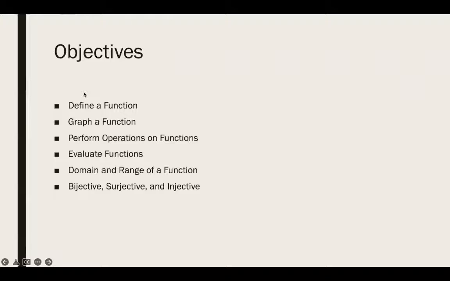So, our objectives are the following. First, we have to define what a relation is and what a function is. Second, we have to determine if a graph describes a function. How would we determine, just by looking at the graph, if it's a function or not? Third, we have to perform operations on functions. Fourth, we have to evaluate functions. Fifth is to describe the domain and range of a function. And we have to learn the difference between bijective, surjective, and injective.